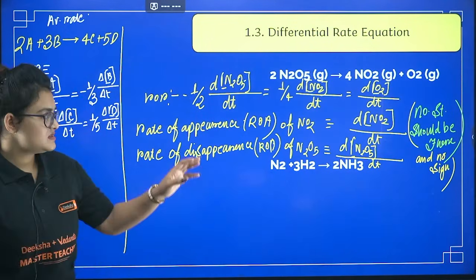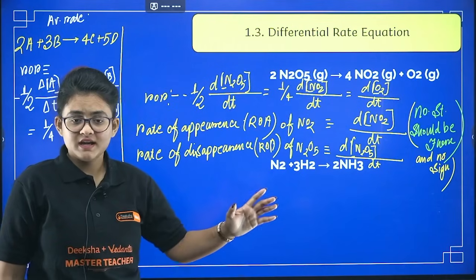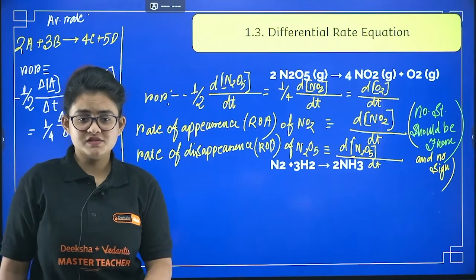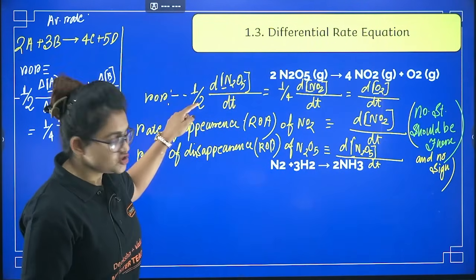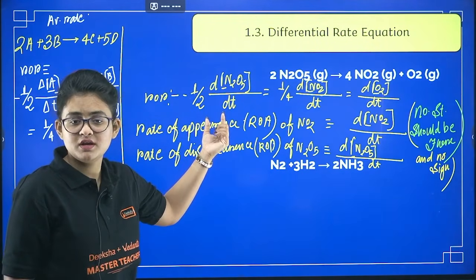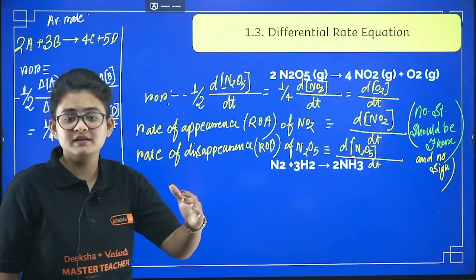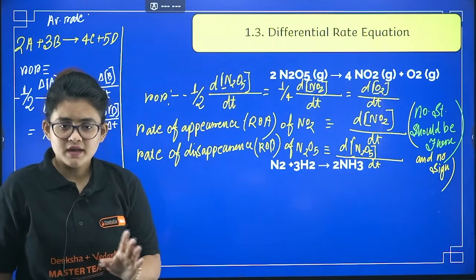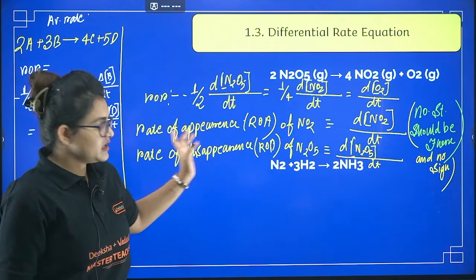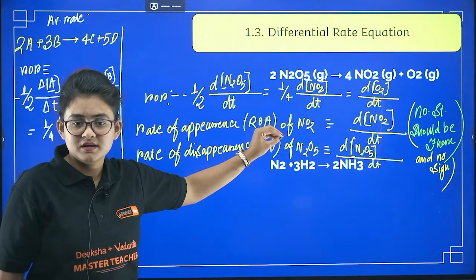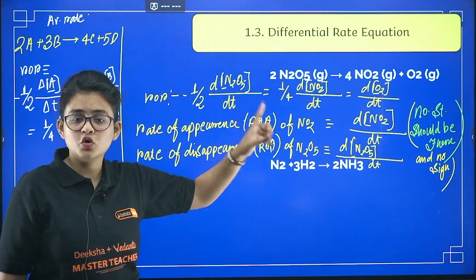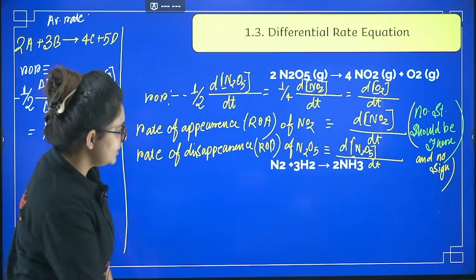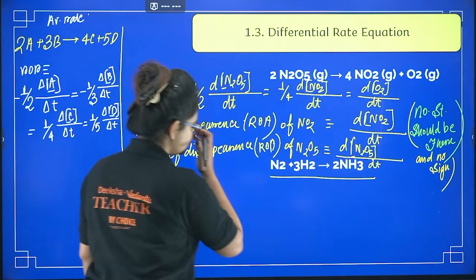I guess I could make it clear to you. When they are asking for the entire rate, then you can proceed with the sign as well as the stoichiometry. You have to divide with the stoichiometry. I told you the reason. You have to find the rate with respect to one molecule of the reactant or product. But whenever they are asking rate of appearance or rate of disappearance of that particular substance, then don't go with the stoichiometry or sign. I guess it's clear to you. Now let's proceed for the next equation.